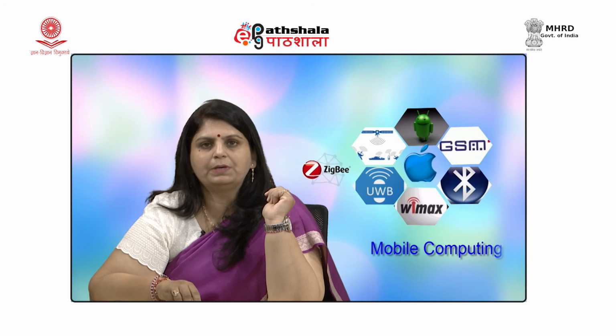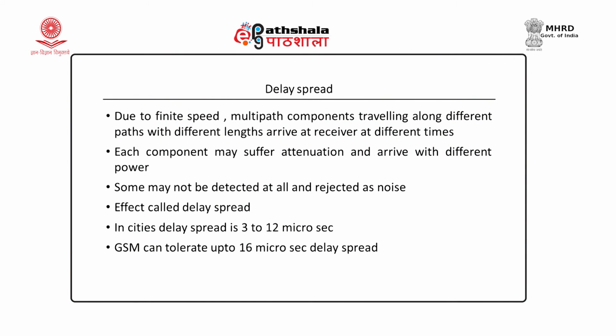Let us see what delay spread is. Due to finite speed, multipath components travelling along different paths with different lengths arrive at the receiver at different times. At the same time, each component may also suffer attenuation. Some may not be detected at all and are rejected as noise. This effect is known as delay spread. It is more observed in cities. In cities, the delay spread is about 1 to 2 microseconds, and the technologies have adopted different mechanisms to handle the delay spread. So, GSM can tolerate up to 16 microseconds of delay spread.